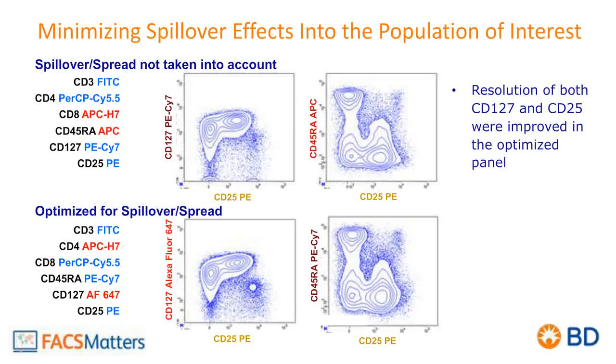look at the data. In the top panel, we did not take into account spillover and spread. We sort of saw the population. You can see it in the upper left. But now look at the population of the T-reg cells in the bottom left. That is now a tight population, easily resolvable from the other populations. You can draw an easy gate around that, and you don't have a lot of negative cells.